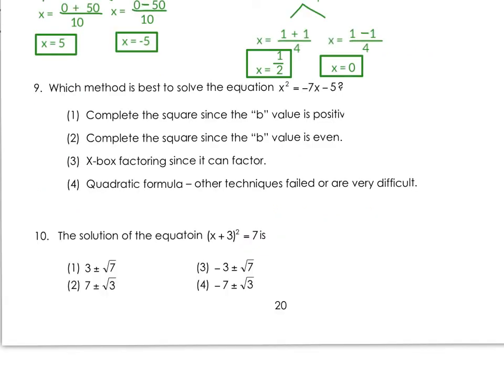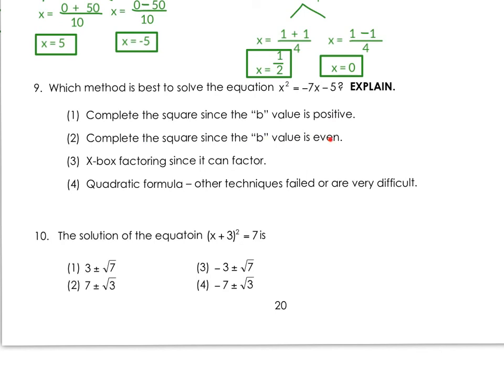Okay, so this next question, x squared equals negative 7x minus 5. Now, it asks which method would be best to solve for the equation. Well, if I look here and I look at my options, completing the square, the b value is positive. Well, first I would need to think, okay, well, what is the b value? If I look here, I know I would have to move this to the other side, but that would just make it a positive 7x. So it is positive, so that doesn't matter.